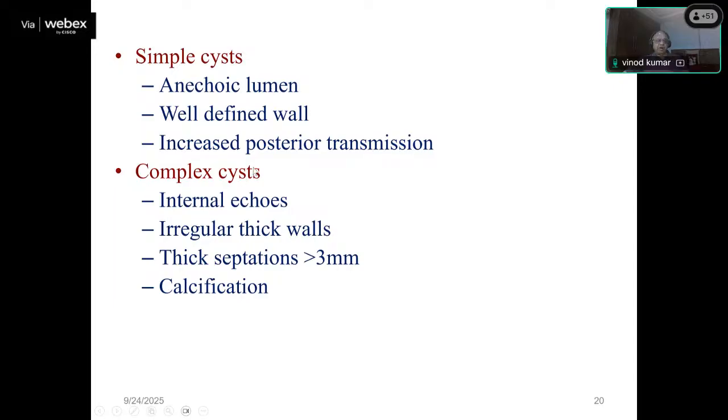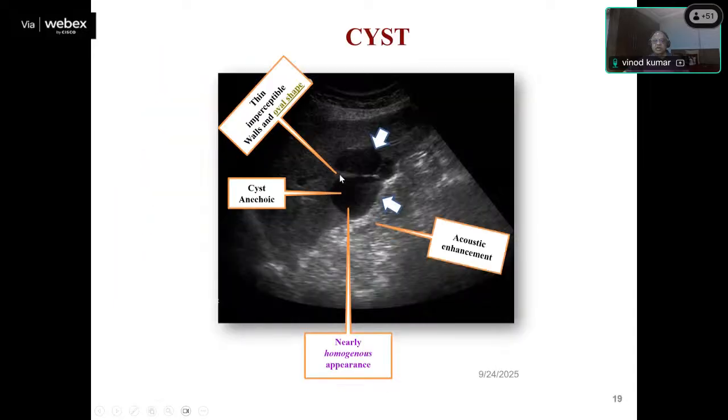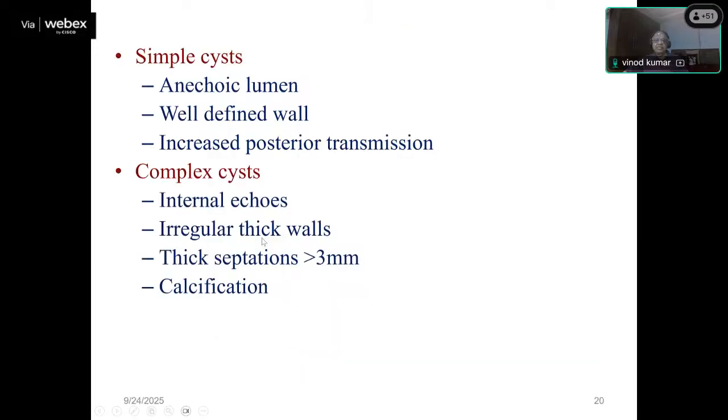Complex cyst, they have problems. There are some internal echoes. It is not completely black. Irregular thick wall. The wall is also not very thin. It is irregular and more thick. Thick septation greater than 3 mm. Calcification is also there inside the liver. So we can have different characteristics for complex cyst as well as simple cyst.